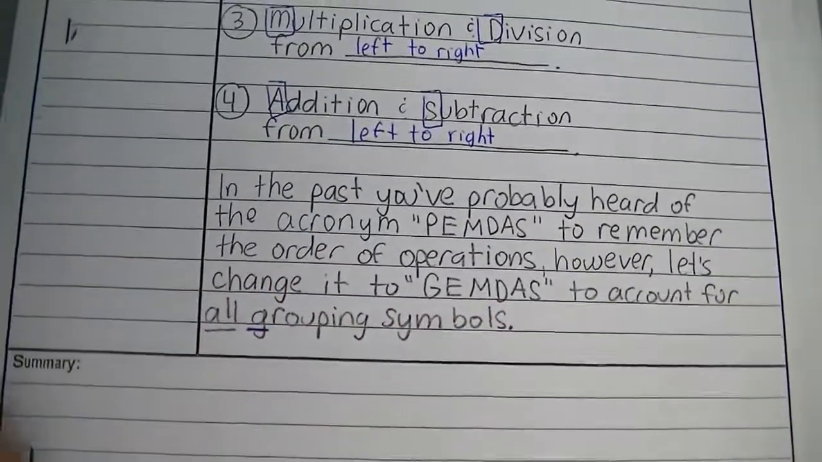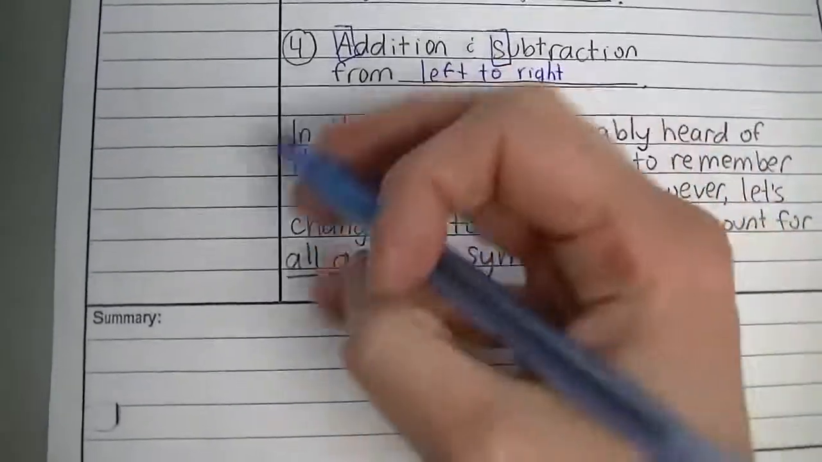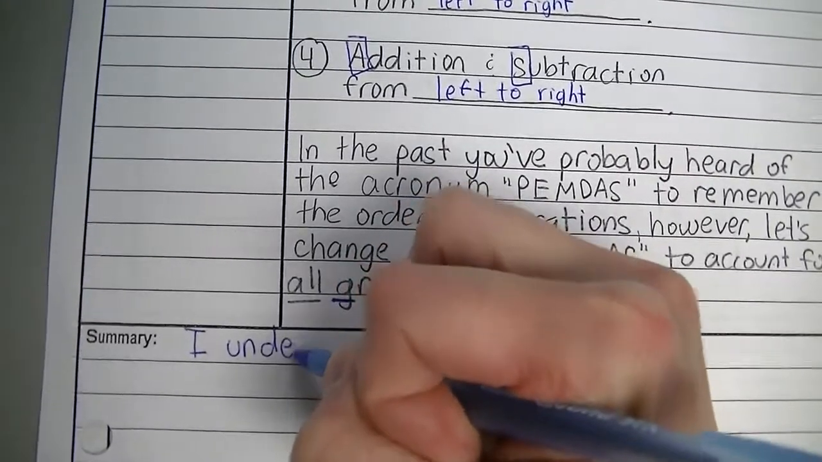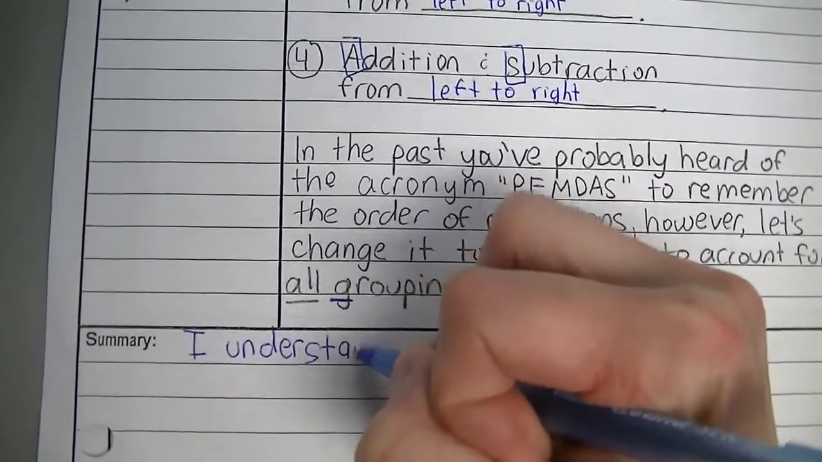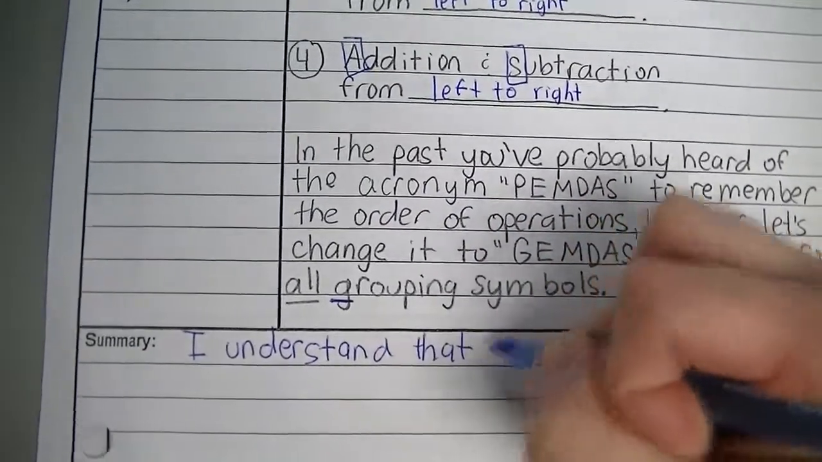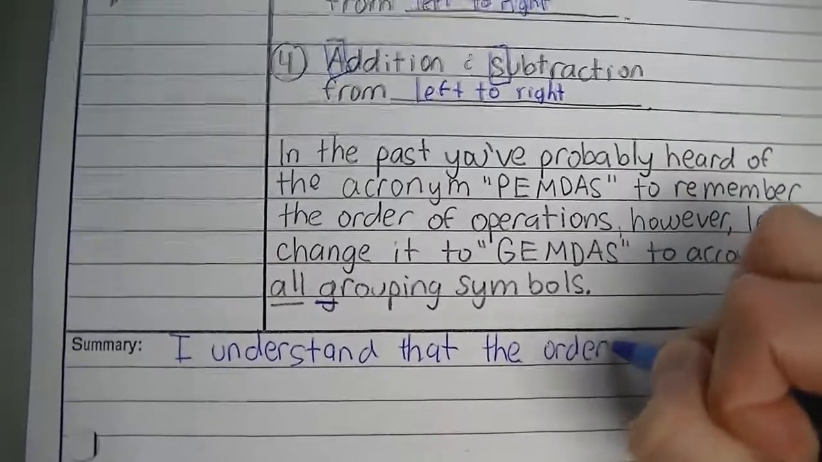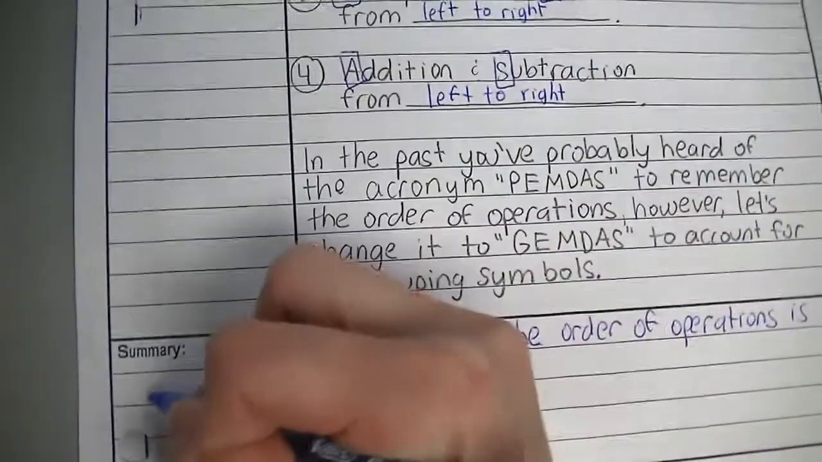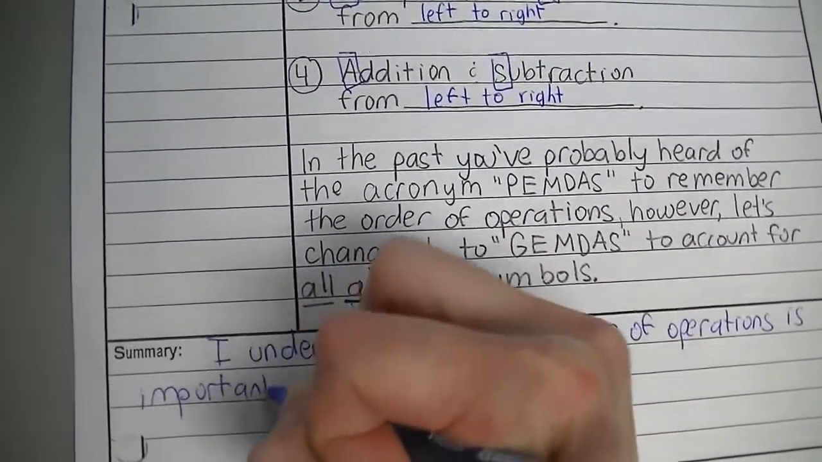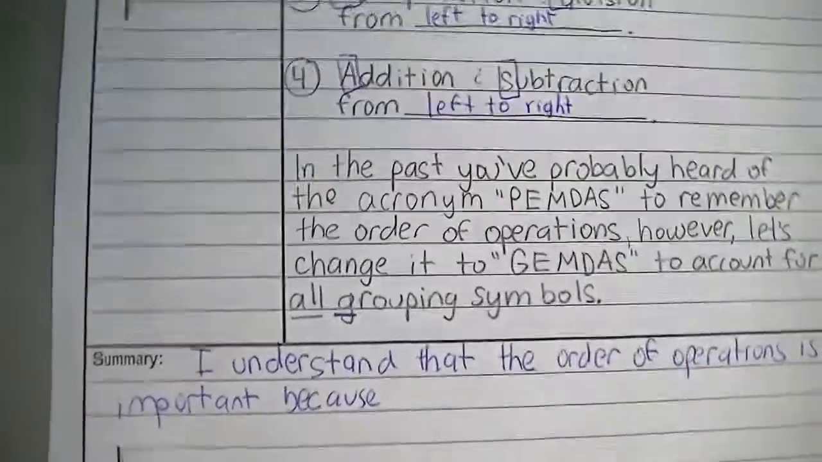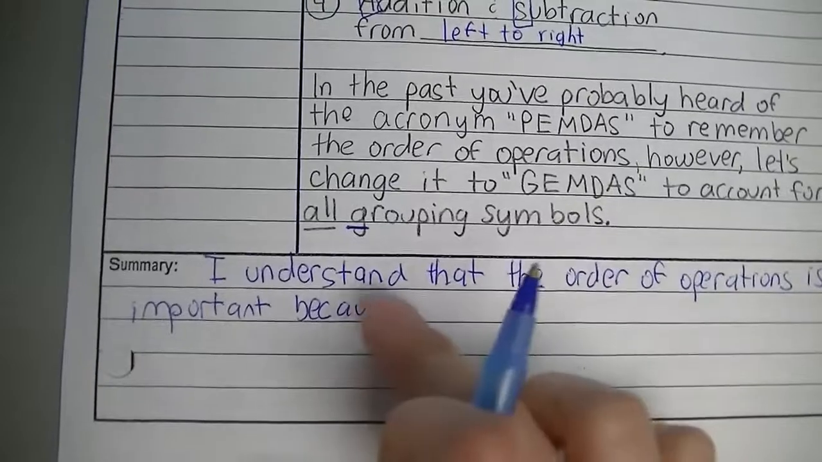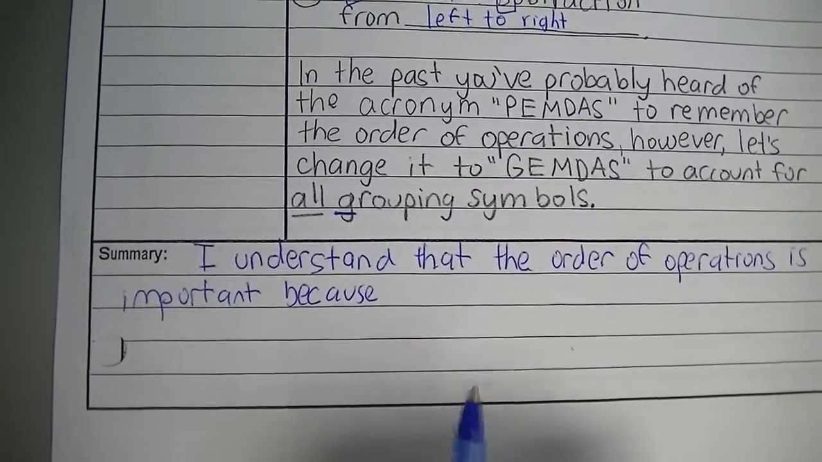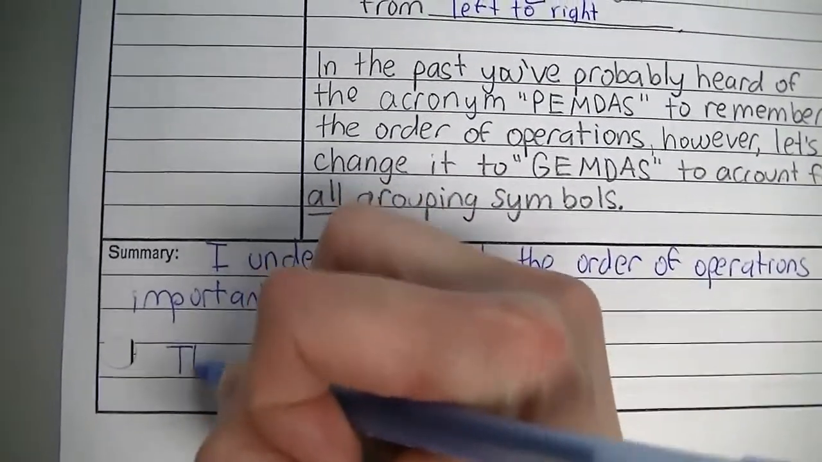All right, I have a sentence starter that I want you to start with for your summary, okay? I understand that the order of operations is important because, and you're going to finish that sentence. If you don't do that, then I'm not going to give you any points for your summary. So you'll finish this sentence. Okay? And then your second sentence starter that I want you to write in your summary, after you finish that, is: This is the order I must use when solving an equation that has no variables. And write down what the order is.